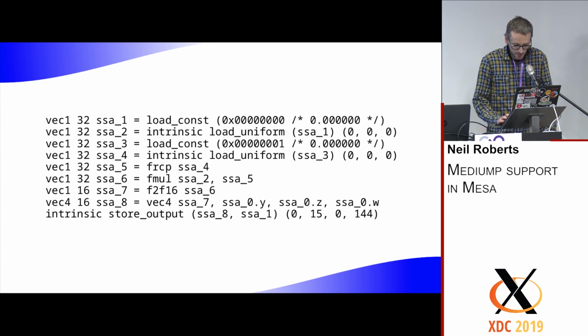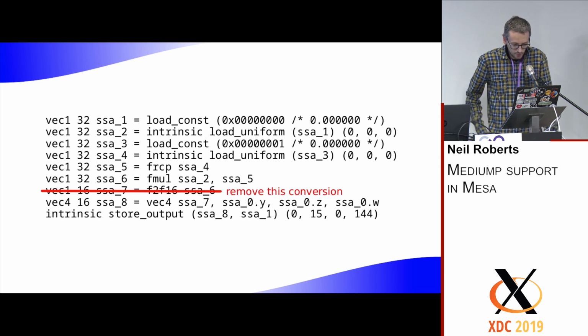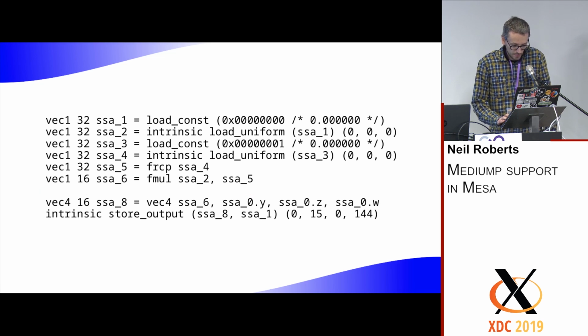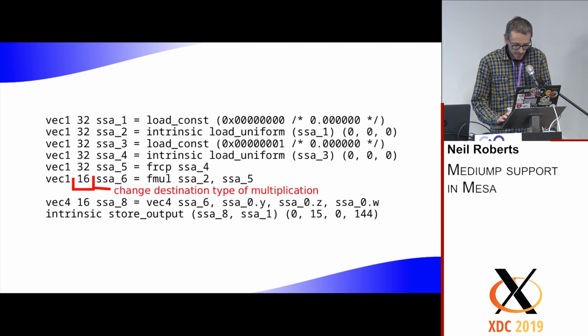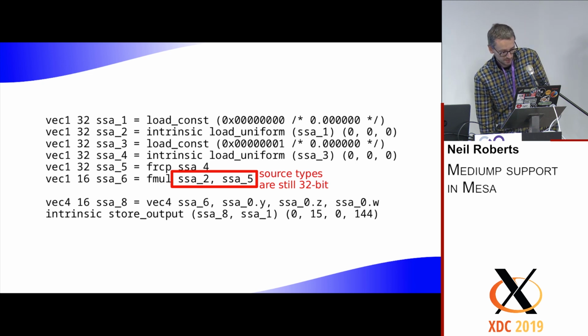Again, just an example showing how that pass works. So this is that same multiplication example, and we've got this last conversion. So we do a multiplication operation with 32 bits, and then we've got a conversion to convert it back to float 16 immediately afterwards. So with this lowering operation, we can remove that final conversion and change the destination size of the multiplication to 16-bit, even though the source types are still 32-bit.